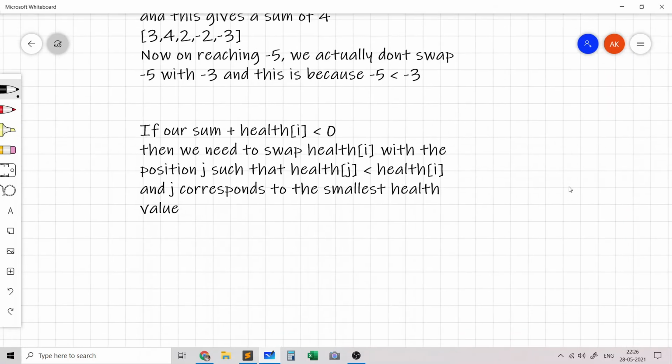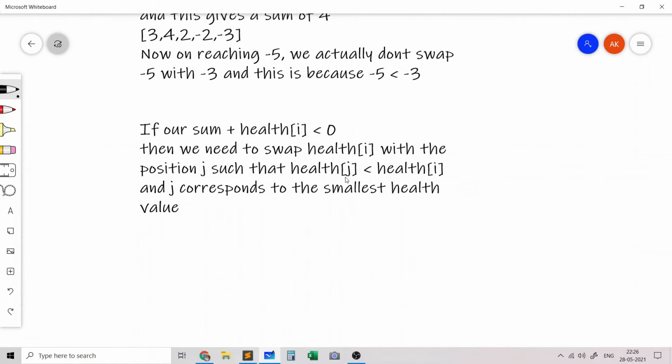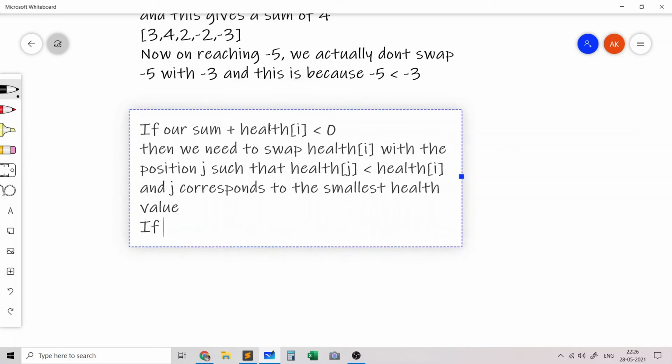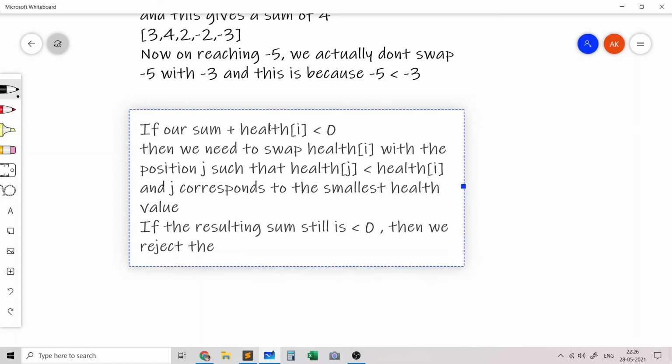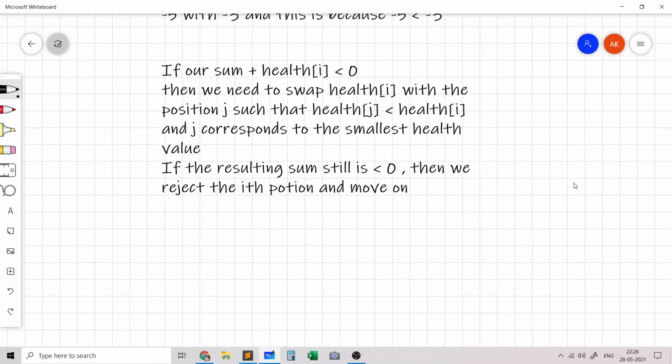So basically once we find the smallest health value to the left of i, we swap those two. However, if the resulting sum still is less than 0, then we basically reject the ith portion and go to the next one. And that's all that's there in our solution.